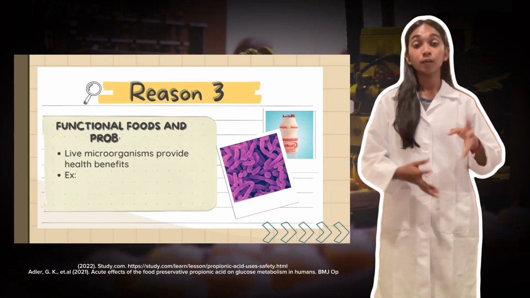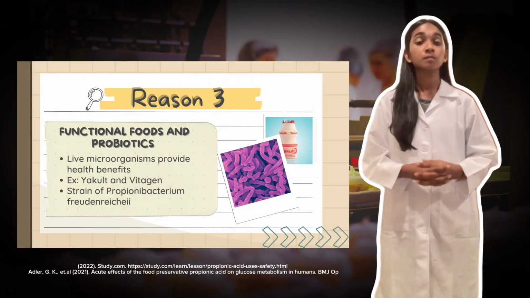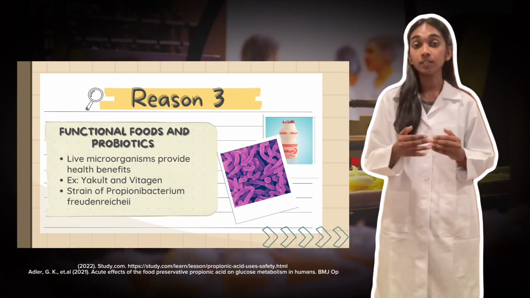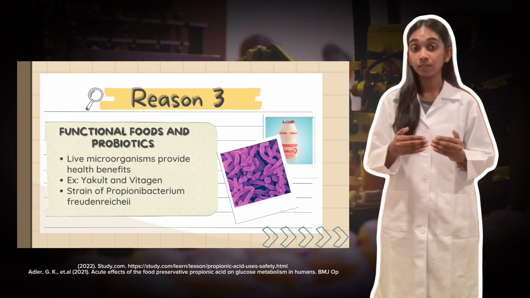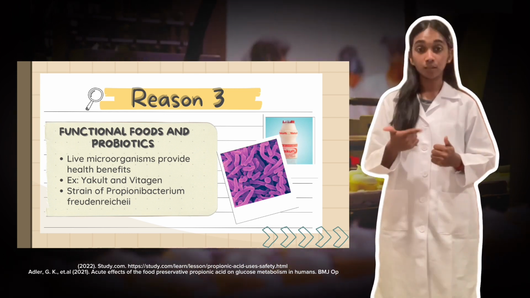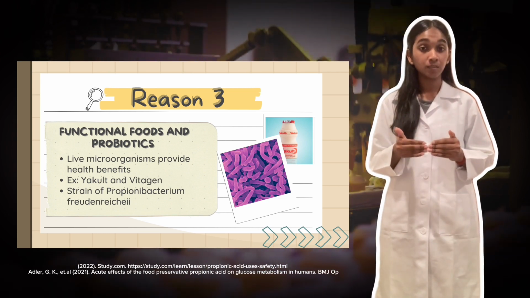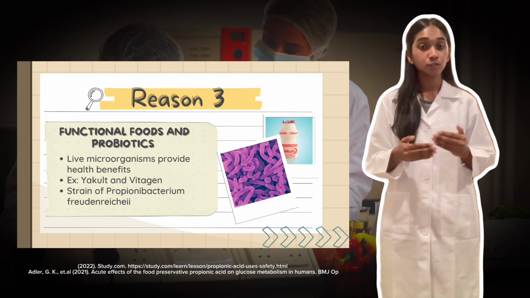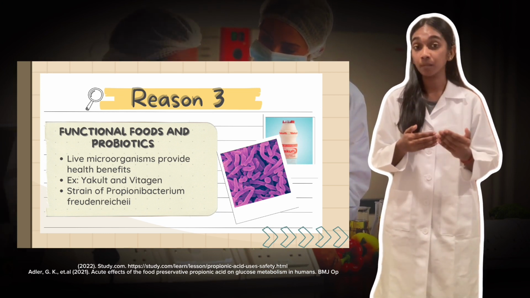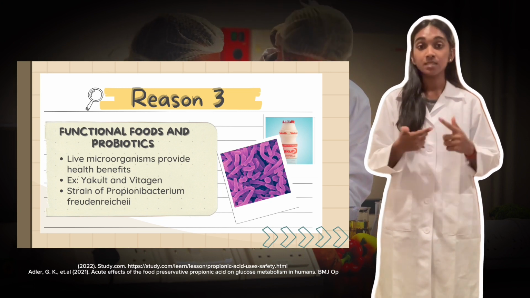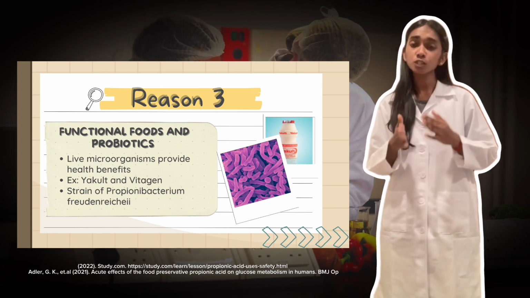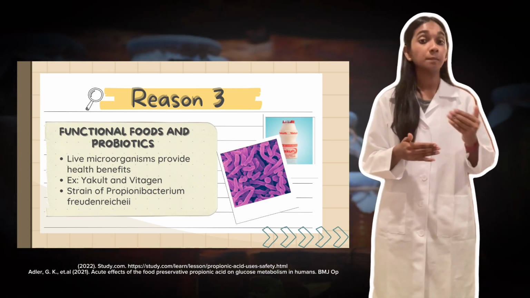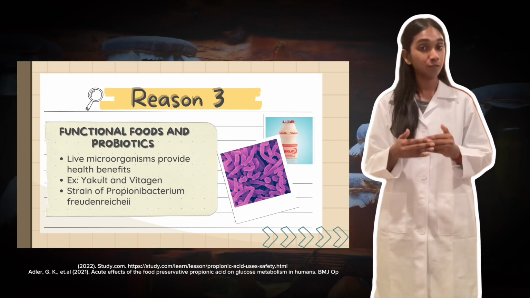Reason number 3. Functional food and probiotics. Probiotics are foods which contain live microorganisms that confer health benefits and have gained significant popularity, like Yakult and Vitagen. These propionic bacteria, especially strains from Propionibacterium freudenreichii, have shown potential health-promoting benefits like production of vitamins and antimicrobial compounds. These may lead to further research and development to include Propionibacterium in functional fermented foods.